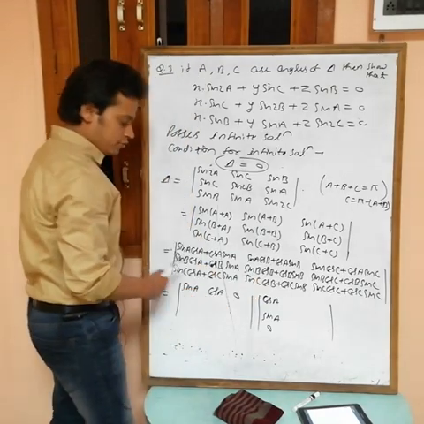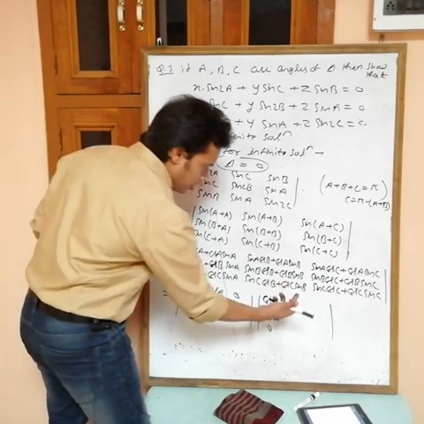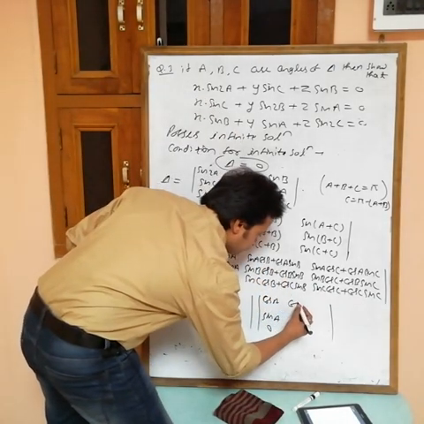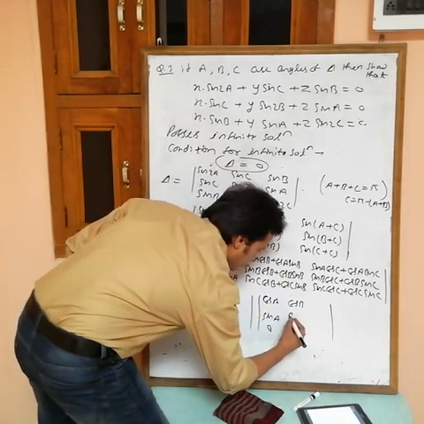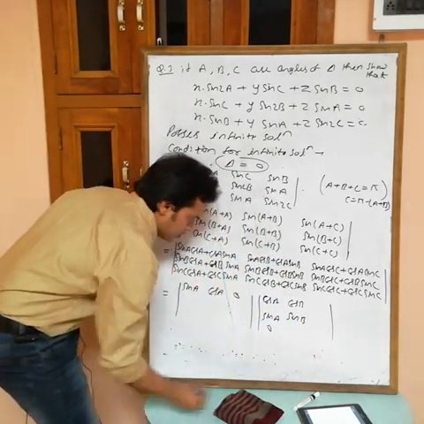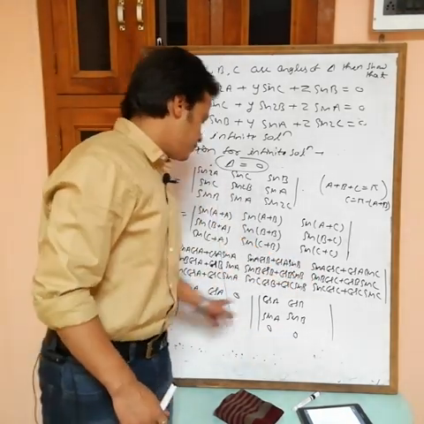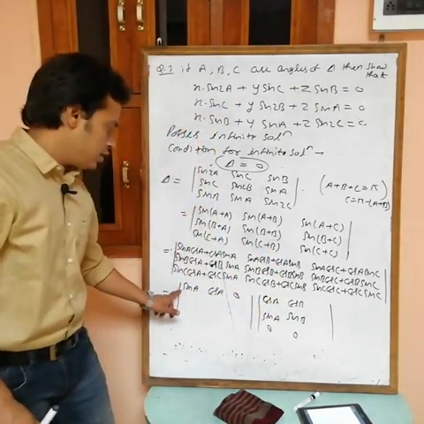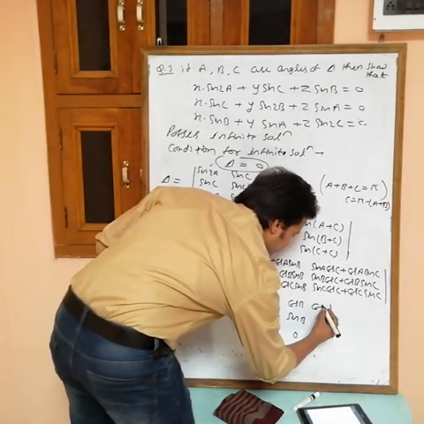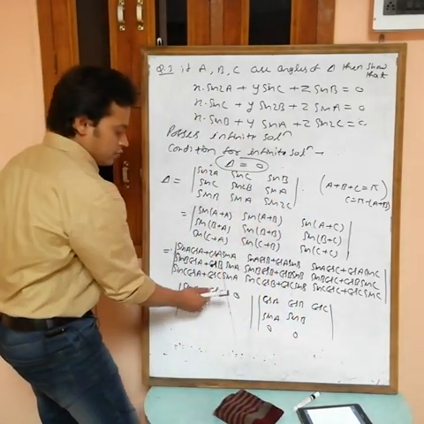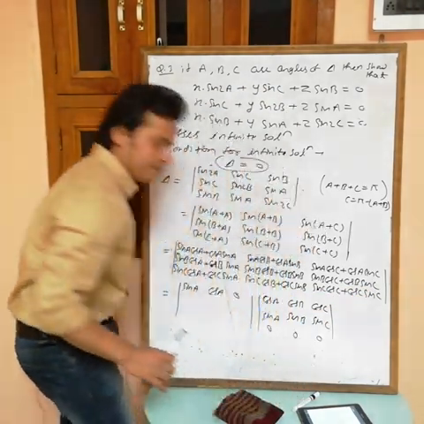Now P12 is first row, second column. So sin a, cos b, and the next one is cos a sin b. Similarly this one is 0. Now P13 is first row, third column: sin a cos c, cos a sin c, and 0.